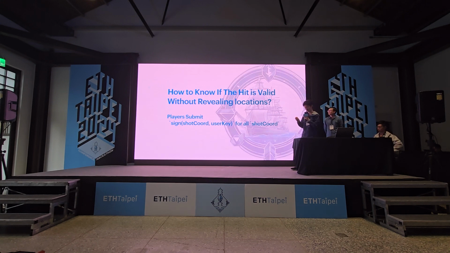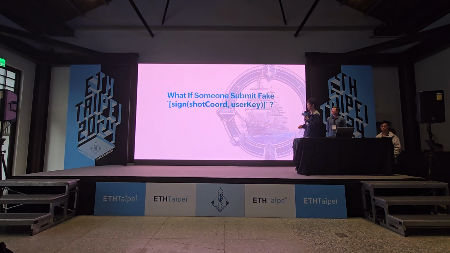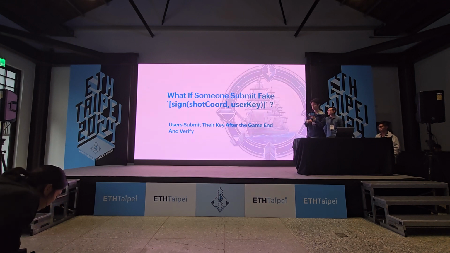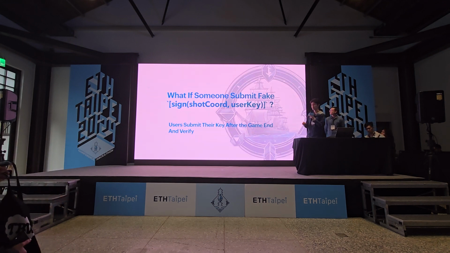But there is a problem. If I'm a cheater, what would I do at this step? What if I just don't submit the correct signature? So basically, we let users submit their key after the game is over, and we will verify at that time. So we solve this problem.